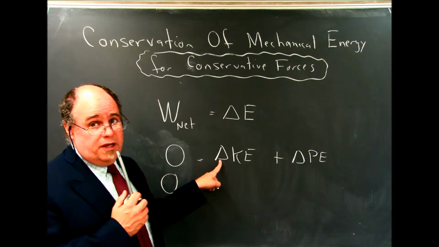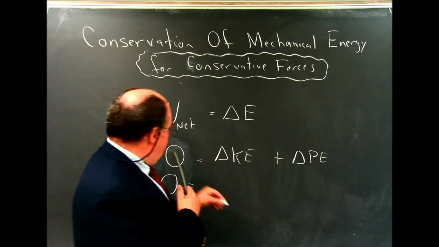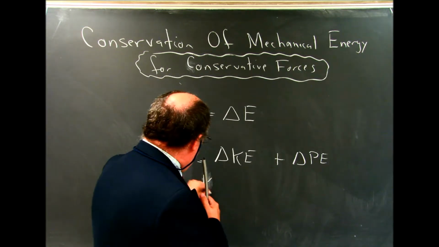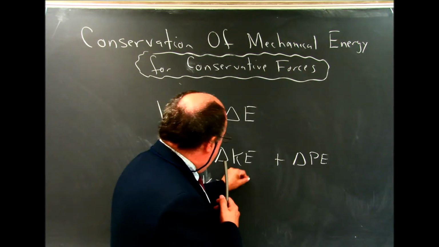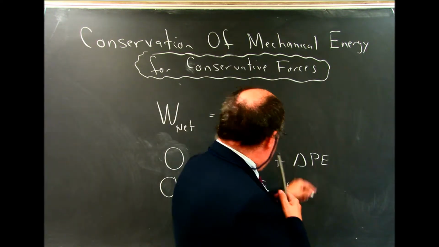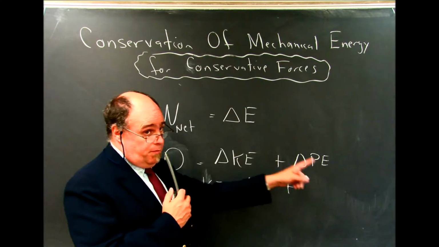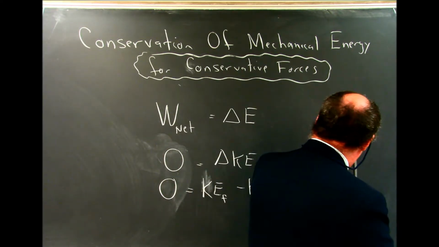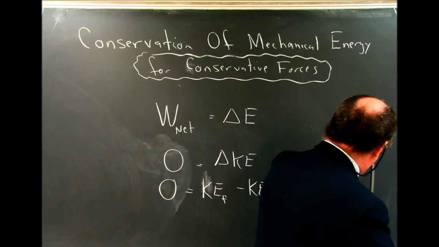What is delta? What does the triangle mean? It means delta kinetic energy. So it would be the final. So it would be this. It would be kinetic energy final minus kinetic energy initial plus, and again I'll expand this piece here, delta potential energy. I'll say it would be the potential energy final minus the potential energy initial.